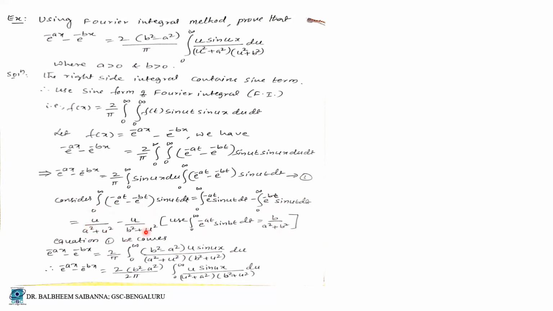Now here taking the LCM, a square plus u square into b square plus u square, and cross multiplying and simplifying, what we get here is b square minus a square, and u sin ux divided by a square plus u square into b square plus u square. Then the constant you take outside the integral: b square minus a square, so 2 times b square minus a square divided by pi, integral 0 to infinity, u sin ux divided by u square plus a square into b square plus u square du.